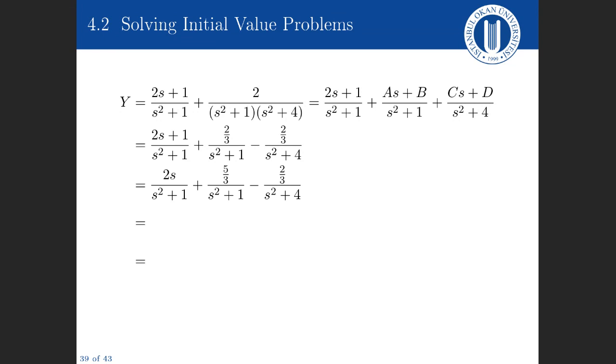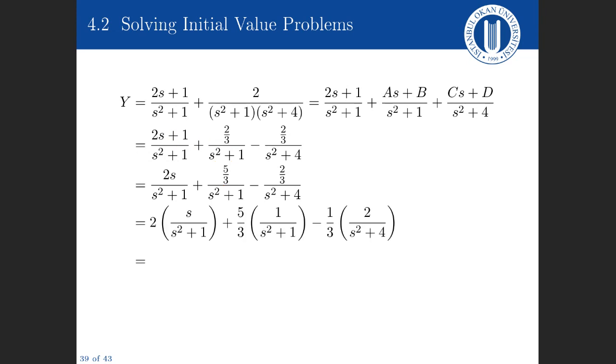Now, this plus 1 and plus 2 thirds I'm putting together to make 5 over 3. And then I'm going to take my numbers out. 2 multiplied by s over s squared plus 1. Take the 5 over 3 out. 5 over 3, 1 over s squared plus 1.